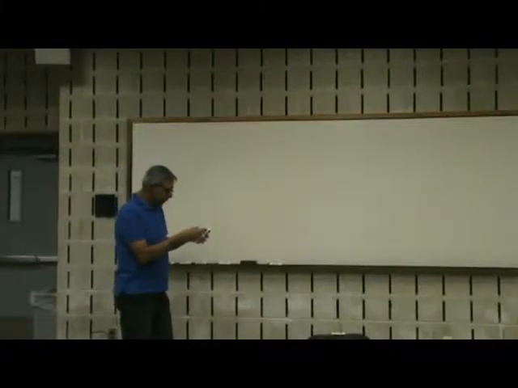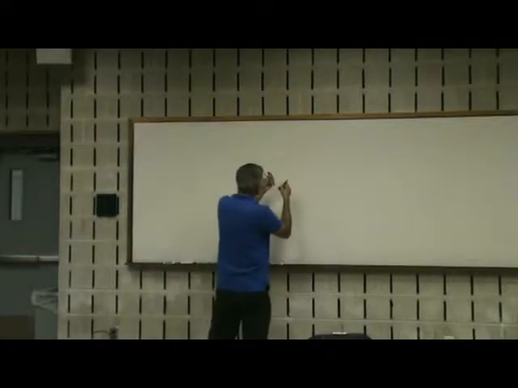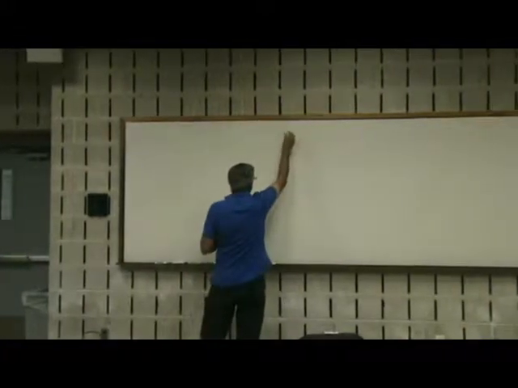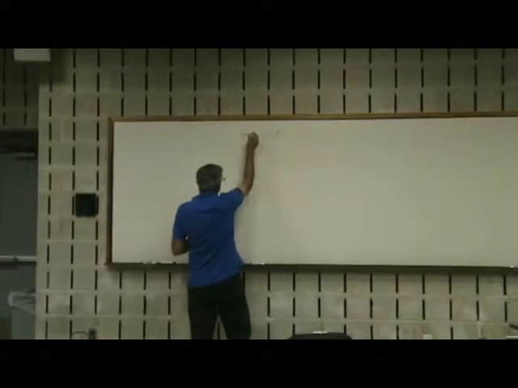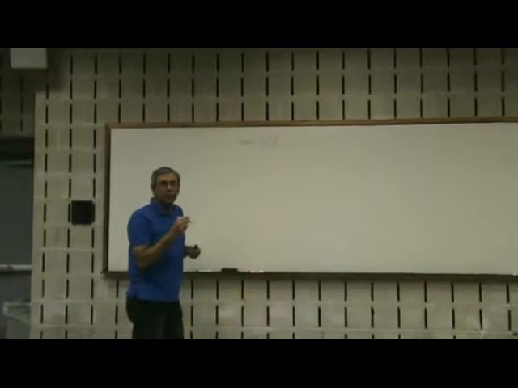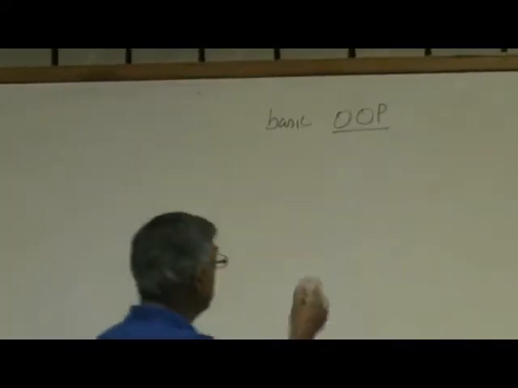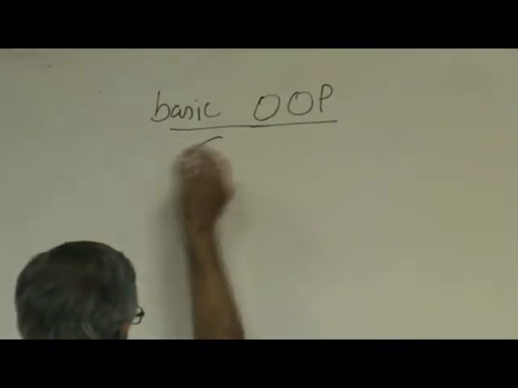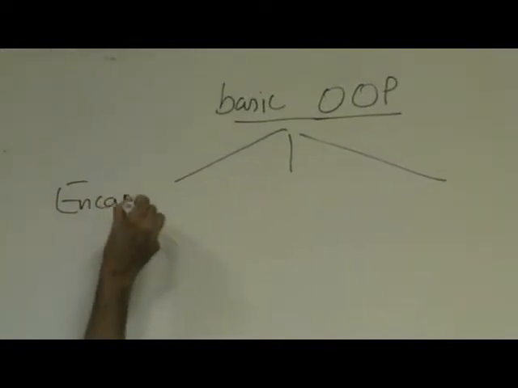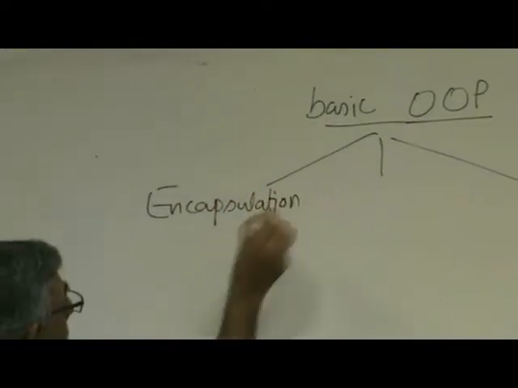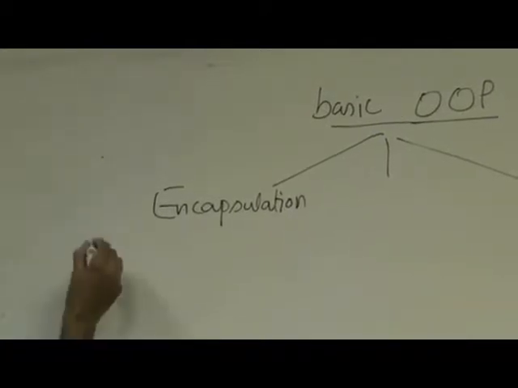Okay, so hopefully everybody is following our concepts related to object-oriented programming so far. Hopefully today we'll finish the basic object-oriented programming and start to take a look at slightly more involved things. Three concepts in basic object-oriented programming as far as C# is concerned: encapsulation.